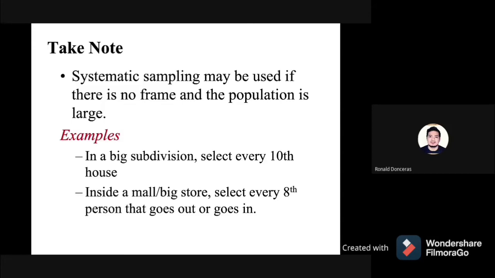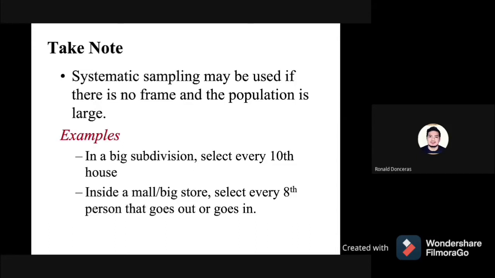Okay? So for example, in a big subdivision, select every 10th house. Okay? So pwede yan. Hindi naman natin alam, di ba? Halimbawa, ang subdivision malaki. So ngayon, gagamitan natin ng systematic sampling. So you will begin with a random house. Tapos from that, you will begin looking at every 10th house. Di ba? Pinahirapan mo yung sarili mo. Hindi na ganun ka house to house. So gawin natin yan mga sir sa Christmas.